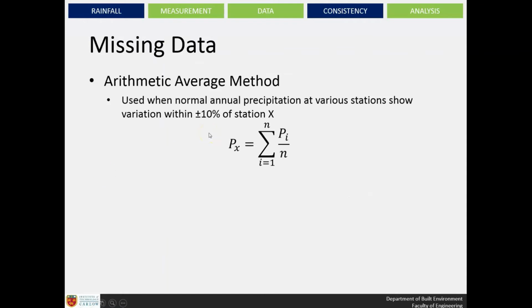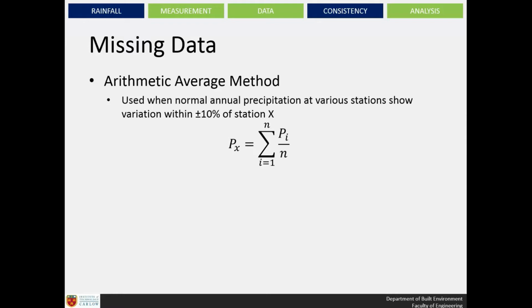Another useful technique is if you have missing data. This is something you'll often come across in daily rainfall series from Met Éireann. You might have a missing month or a couple of missing days. The most simple way of filling in those days is using the average of rainfall stations around it. So you look for nearby rainfall stations, get the average of the rainfall at those stations, and use that to fill in your missing data.